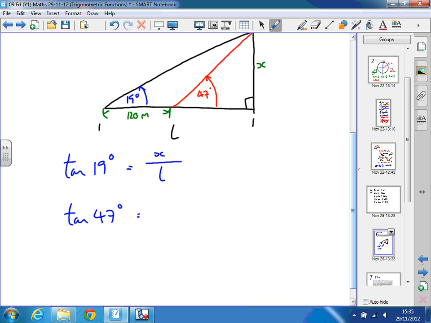Opposite, x. But what can I write now for the adjacent side? L minus 120, yes. Two equations, two unknowns. We can solve it. Two equations, two unknowns, simultaneous equations.